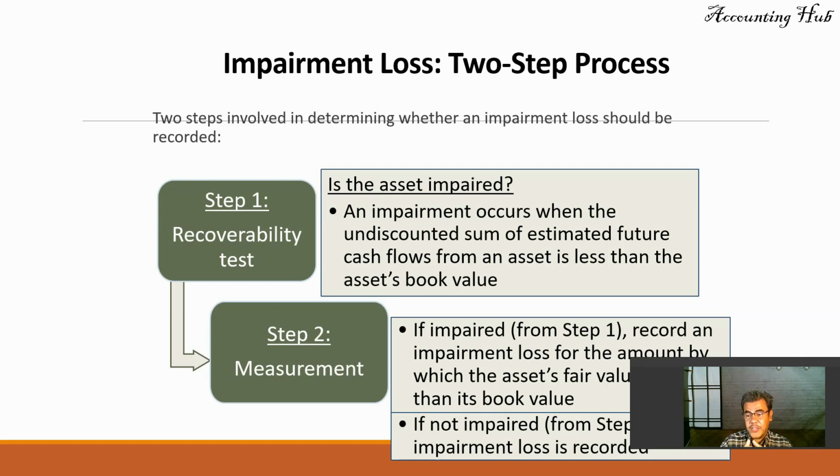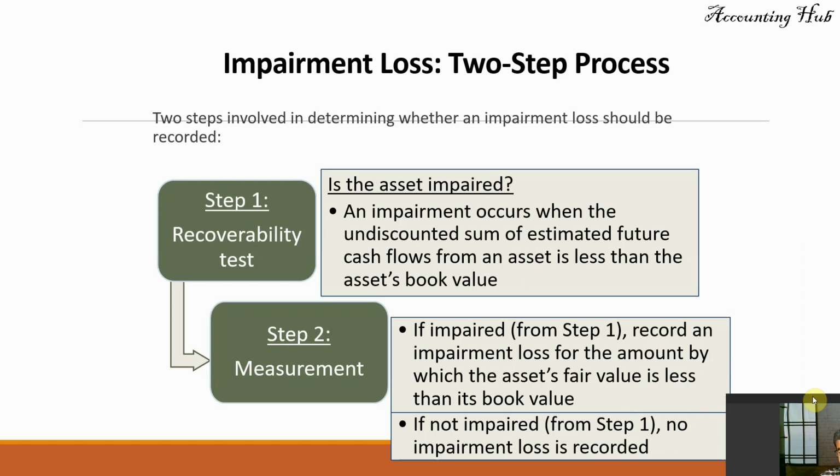Okay, we have a loss. We have a book value of 10 and our undiscounted sum of estimated cash flow is 9. So, okay, we need to go to step number 2 because we had a loss. If we don't have a loss, we stop there. Nothing is done. Our book value is 10. Our undiscounted sum of estimated future cash flow is 12. No loss, nothing is done. Okay, we have a loss. Let's go to step number 2.